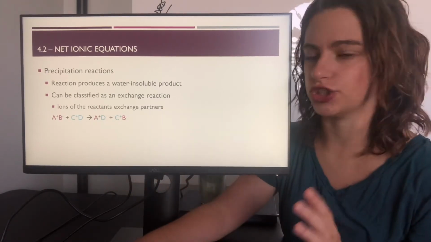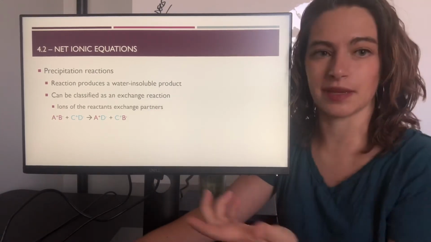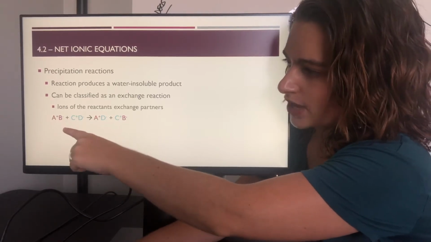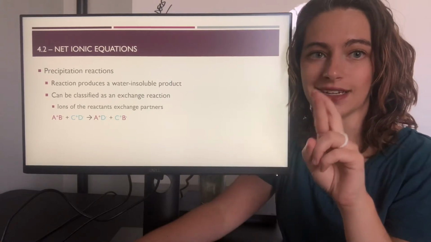So these are just generic formulas. And then they're considered exchange reactions because they basically just switch partners. A was partnered with B. Now it's going to partner with D. It can't partner with C because two positives aren't going to go together.